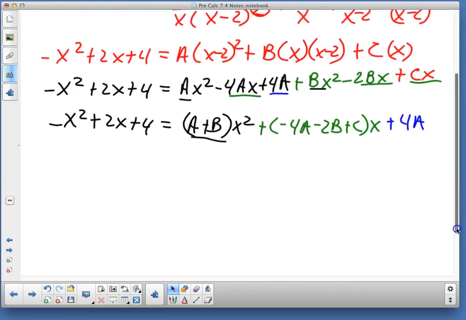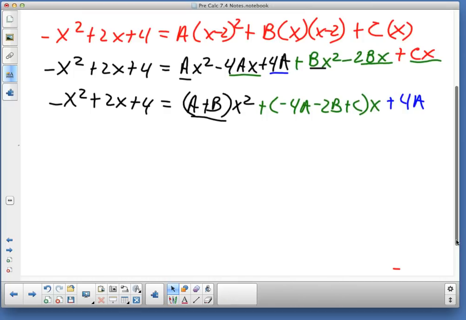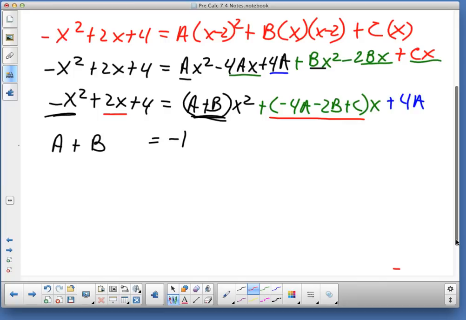So now that we've got that set up, keep in mind why we're here. I've got the black here, that's negative 1. So I've got A plus B equal negative 1. Now I've got the x's all equal 2. So I've got negative 4A minus 2B plus C equal 2. And my last, finally, 4A is equal to 4. Well, I'm going to do back substitution on this. I'm not going to put it in the calculator. You could, but it's easier for me to see that 4A equals 4, so A must be equal to 1.